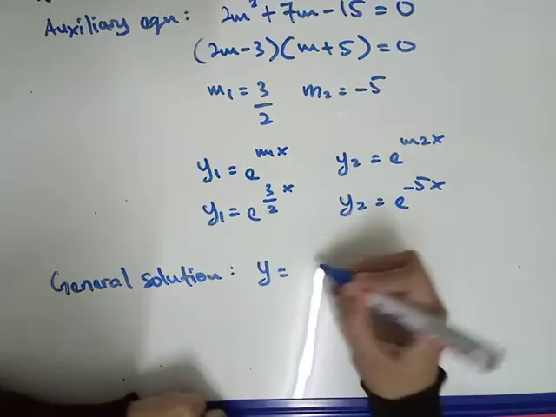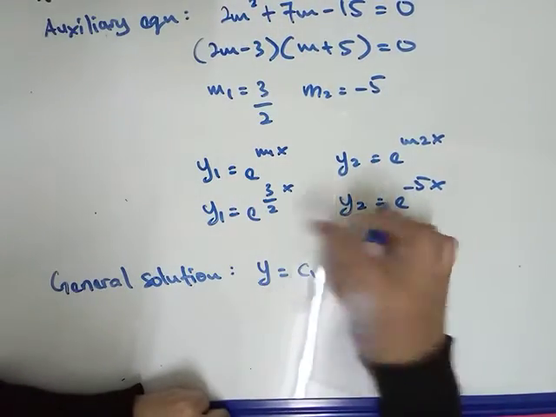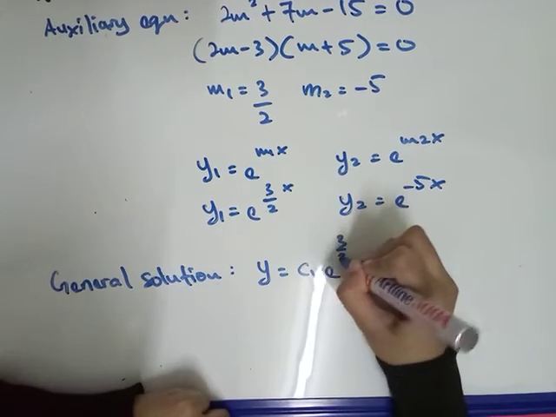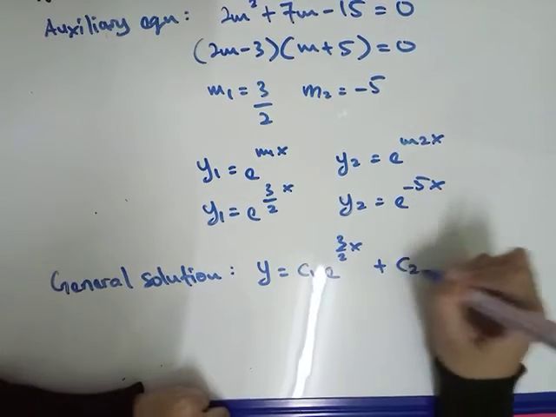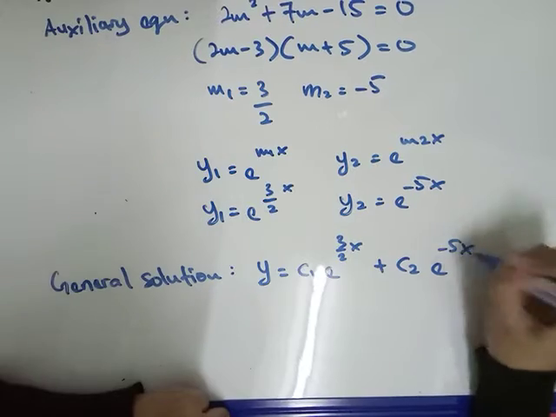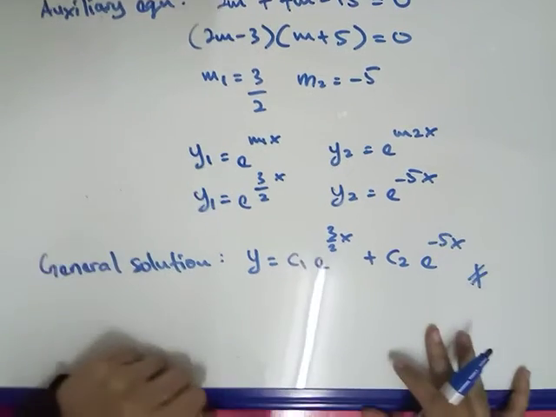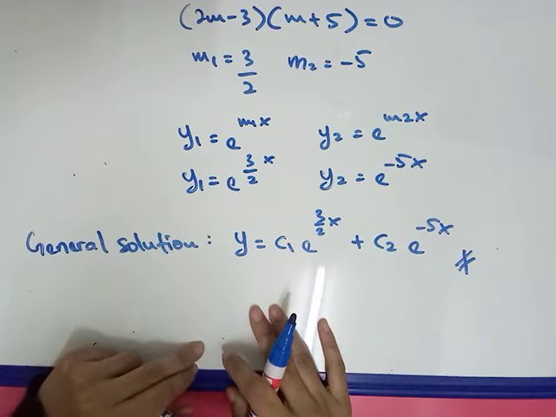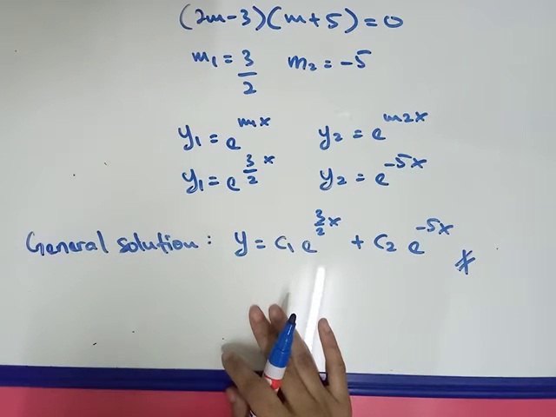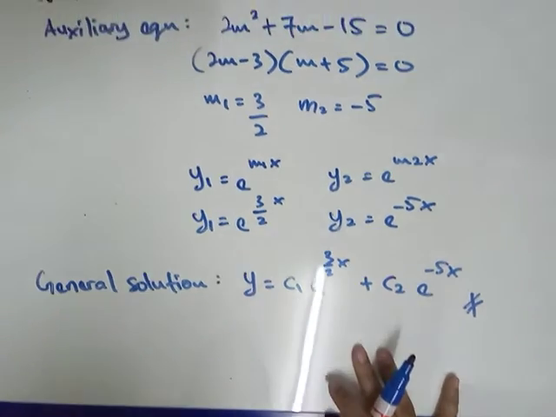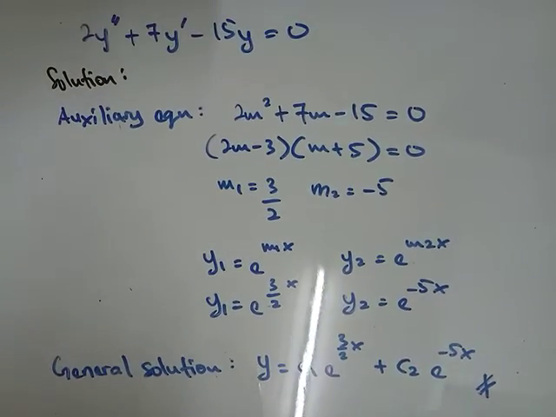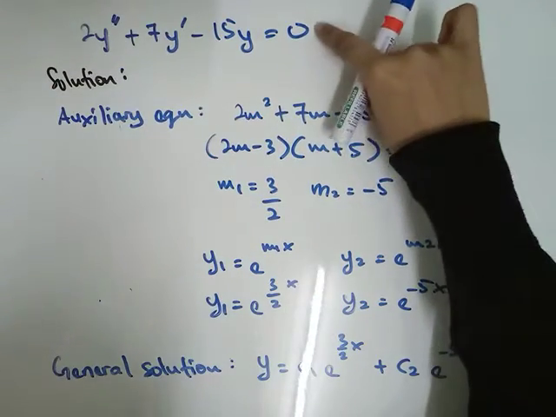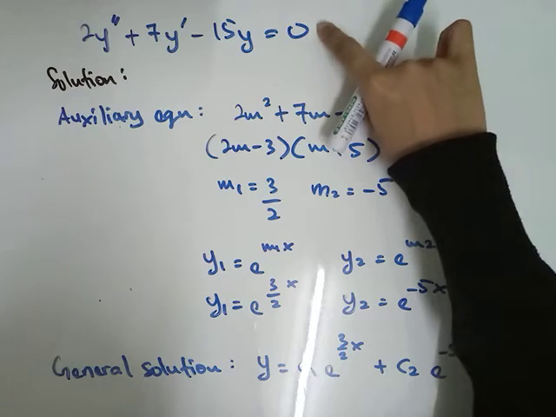Y equals C1 exponent 3 over 2x plus C2 exponent negative 5x. So, this is the answer. Okay, that's it, to solve the second order homogeneous differential equations. I repeat, this is second order homogeneous differential equations.